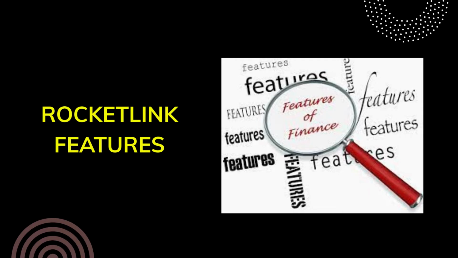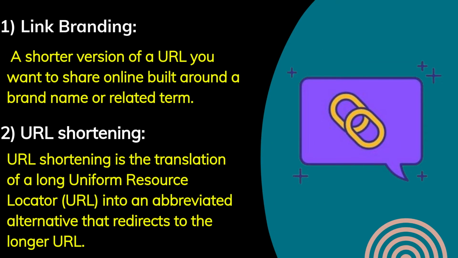RocketLink features. First, link branding. A shorter version of a URL you want to share online built around a brand name or related term. Second, URL shortening. URL shortening is the translation of a long uniform resource locator into an abbreviated alternative that redirects to the longer URL.